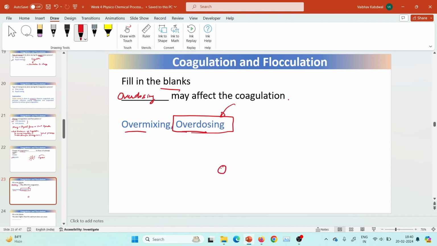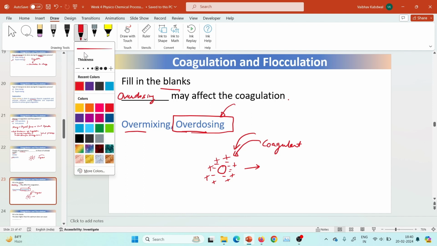Suppose the surface has a negative charge. We are adding coagulant. Some quantity we are adding, and it has neutralized all the charges. So what if we add more?